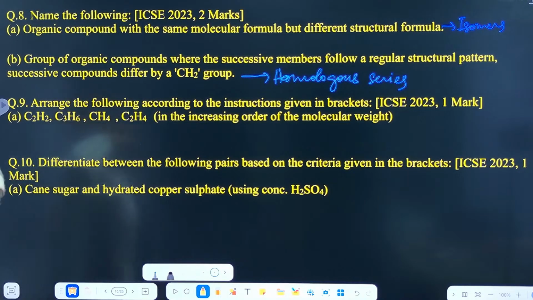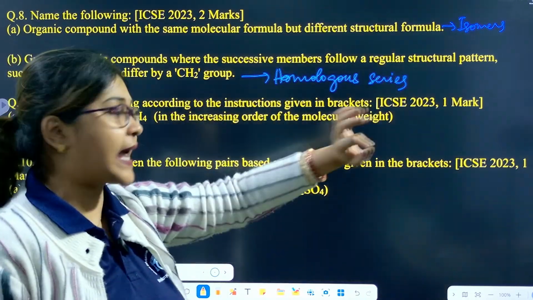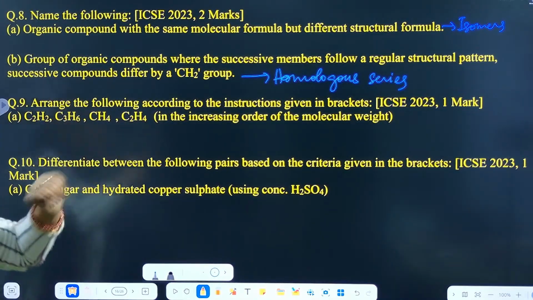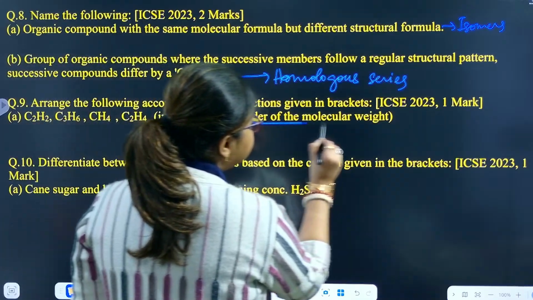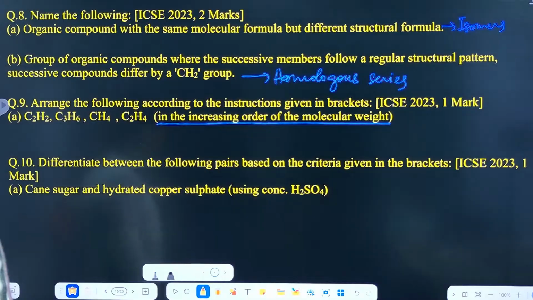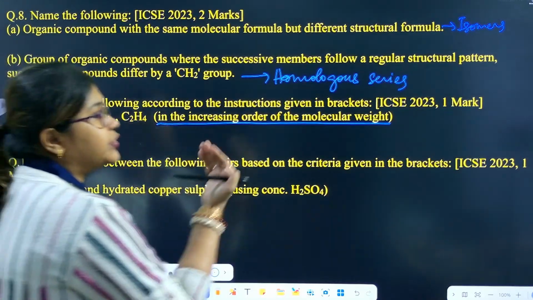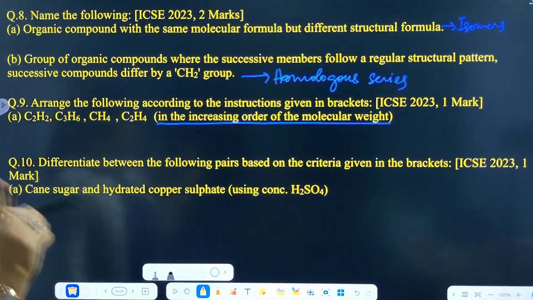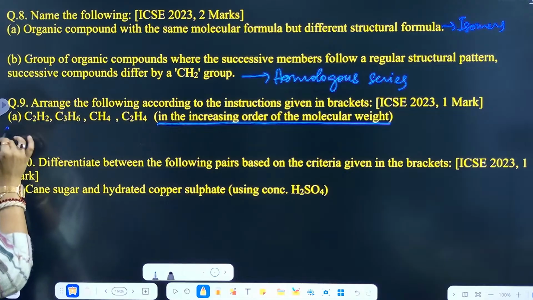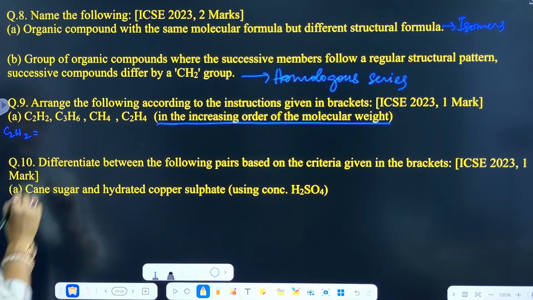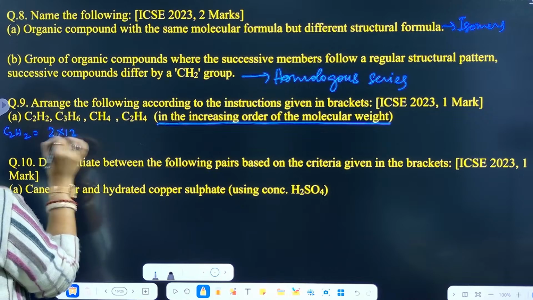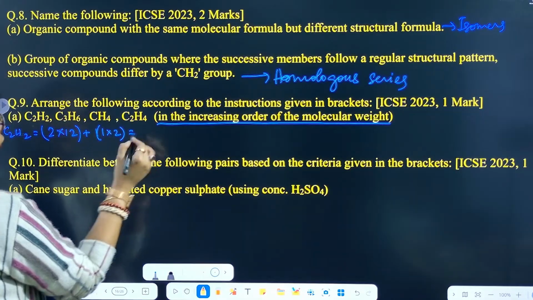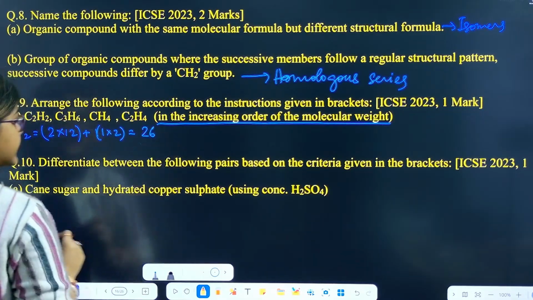Arrange the following according to the instructions given in the bracket. Okay? C2H2, C3H6, CH4, C2H4. What is the instruction? In the increasing order of molecular weight. ठीक है? So जिसका molecular weight के हिसाब से increasing order के हिसाब से you have to arrange this 4 compounds. So C2H2 का कितना हो जाएगा molecular weight? 2 into 12 plus 1 into 2, that means 24 plus 2, 26.